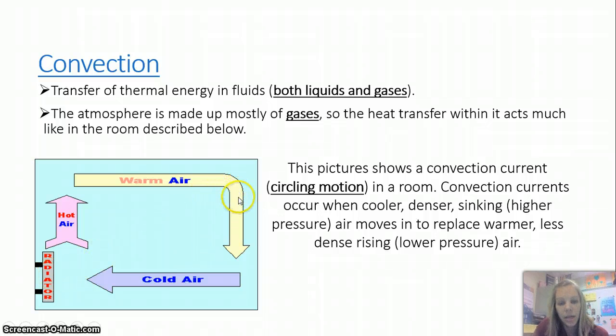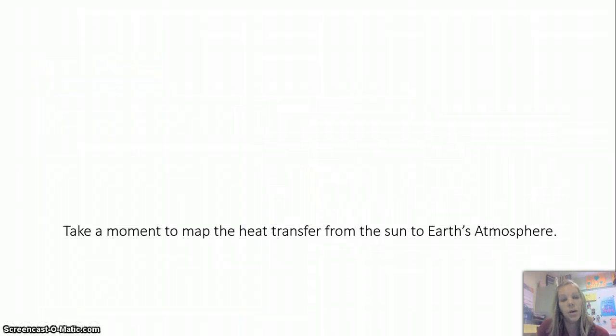So the air then again starts to fall and drop, creating this circular motion in the room, becomes even colder and it's traveling along the floorboard. Now it's that dense, high pressure air, and so therefore it is going to get heated again by the radiator, become less dense, lower pressure, and it's going to rise again. So that is very similar to how the atmosphere acts as well.